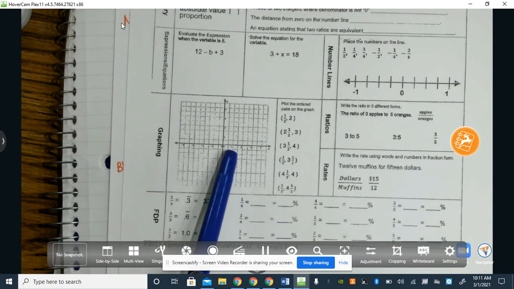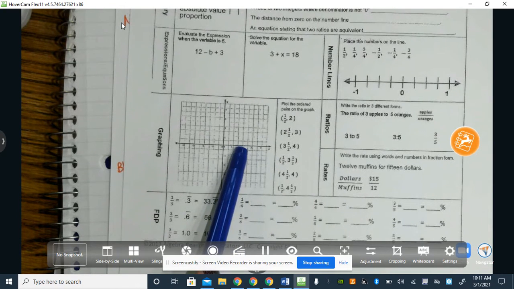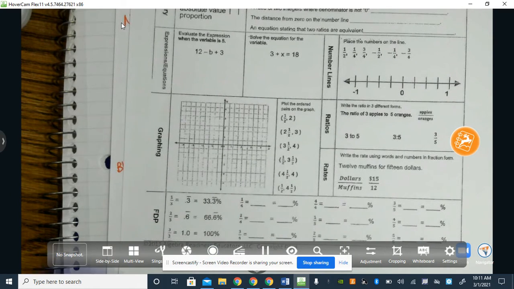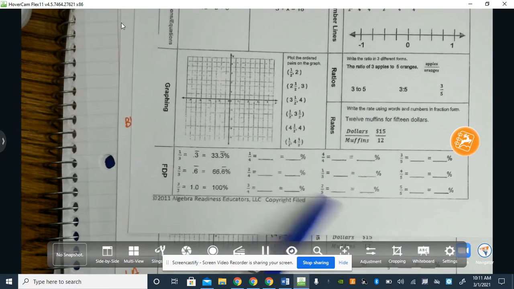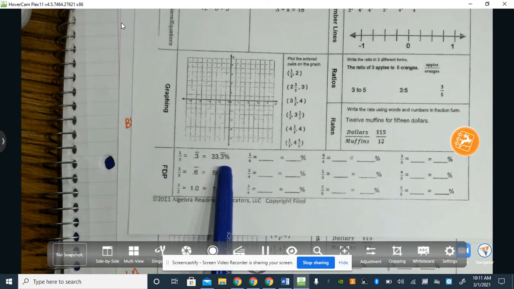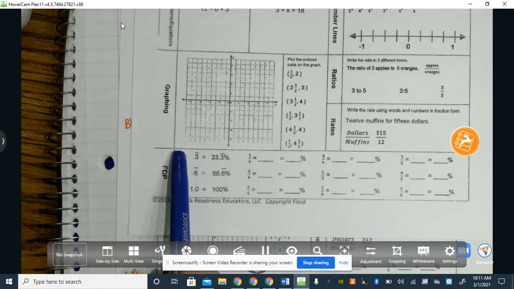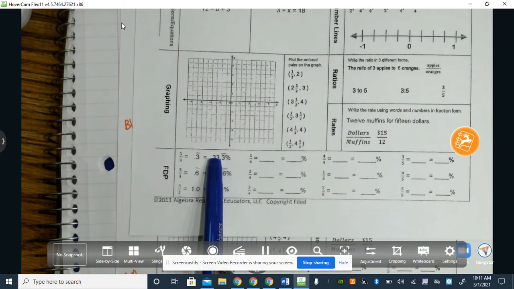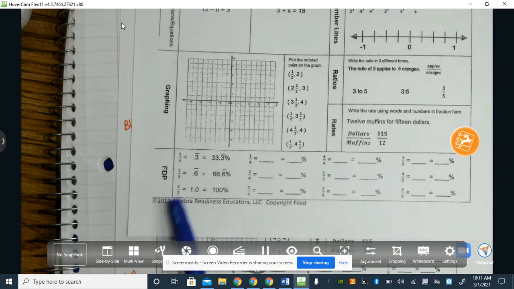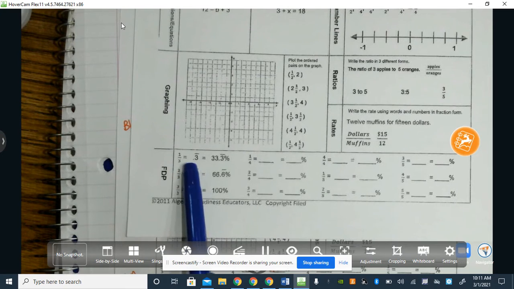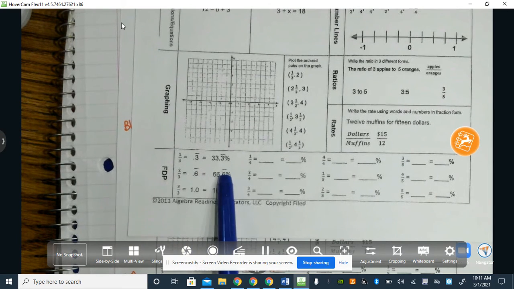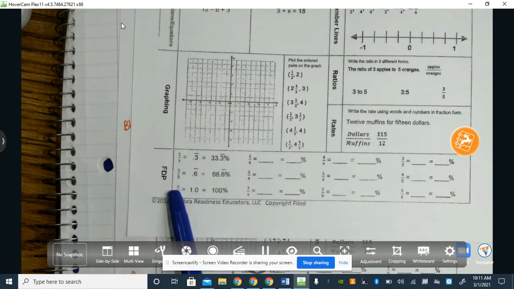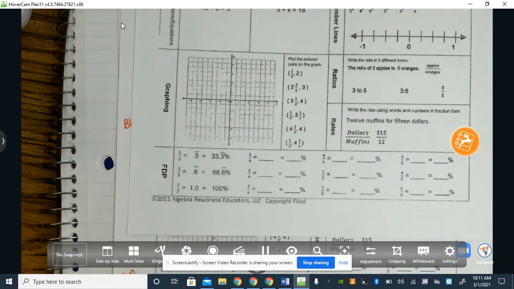Look very carefully because it goes 1, space, 2. So there's half marks in between there. On the bottom part of your bill on the FTP, here are sections that are already done for you. 1/3 is 0.3 with a line over it, which means it's a repeating decimal, 33 and 1/3%. 2/3 is 0.6 with a line over it, 66 and 2/3%. And of course, 3/3 is 1 whole, which is 100%. That does not change at all.